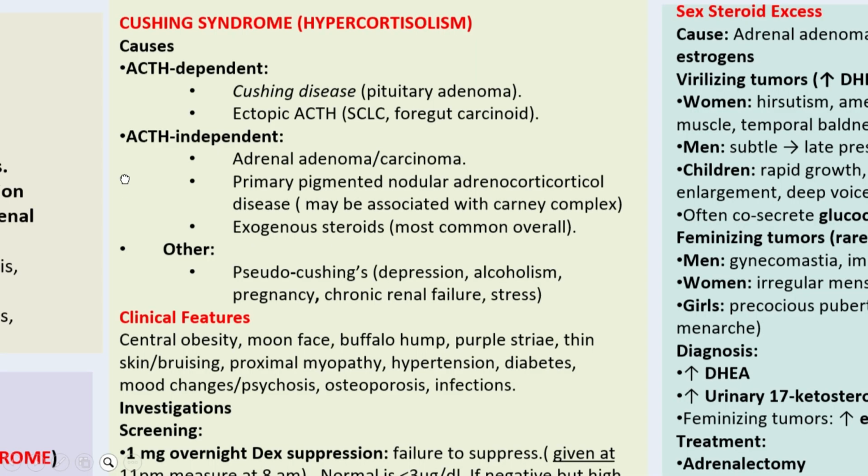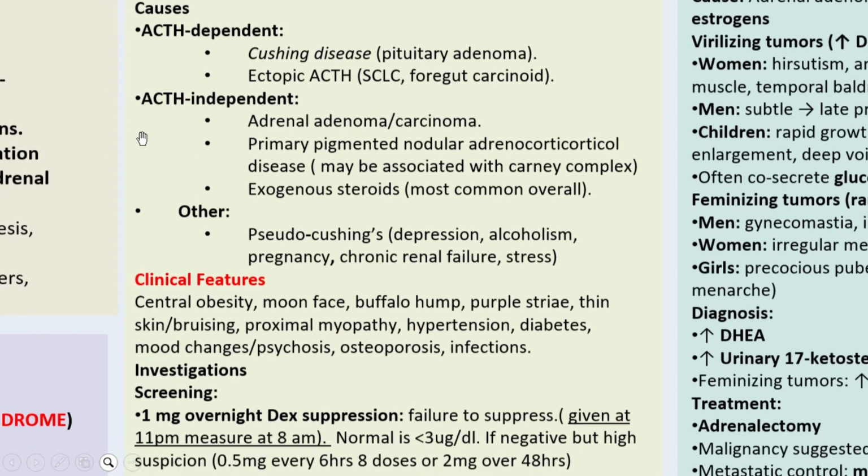It can be ACTH independent, whereby ACTH is not involved at all. This means it is primarily in the adrenal gland. We have the adrenal producing a lot of this cortisol on its own, and we have what we call the primary pigmented nodular adrenocortical disease. In these patients, you'll find that they have small black adrenal nodules that are less than 5 millimeters. Most of the time they're associated with what we call the Carney complex, which is a whole other thing which you can look up and read about.